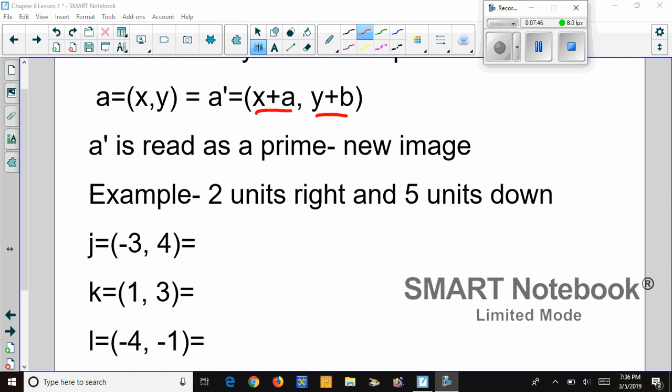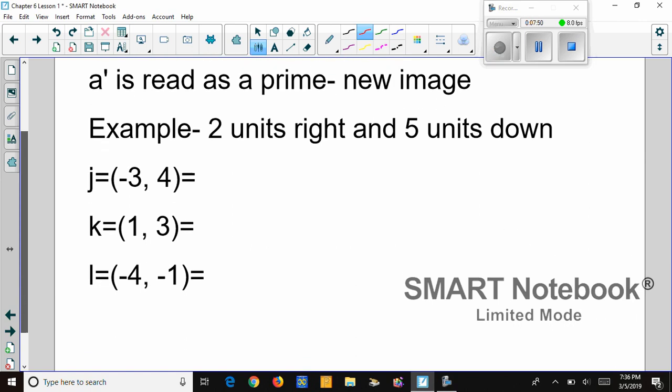So let's take a look at this first example. We're going to take our ordered pairs and translate them 2 units to the right and 5 units down. So we need to think back to when we were doing graphs and functions, and we talked about directions on the coordinate plane. How when we go to the right, it's positive. When we go up, it's positive. But when we go left, it's negative. And when we go down, it's negative.